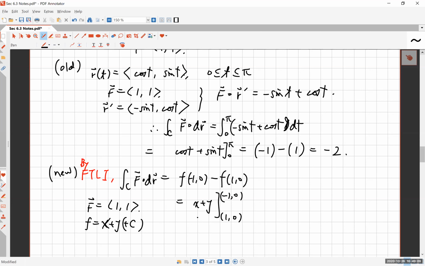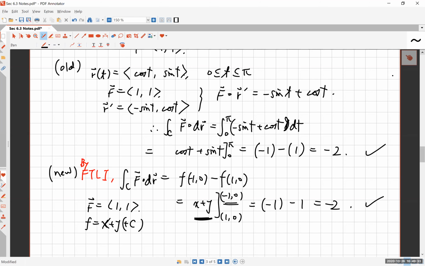This means you evaluate x plus y at this point, and then subtract that same expression where you plug in (1, 0). So this is negative 1 minus 1, and that's negative 2. Okay, so that is, of course, the same as we found earlier. And so that is how you can calculate this.